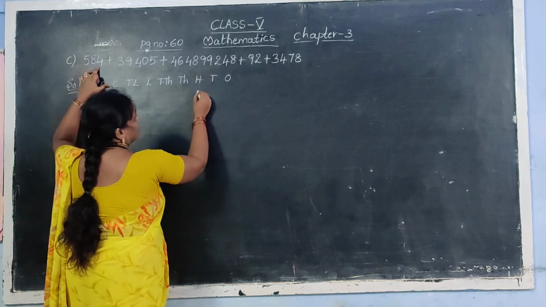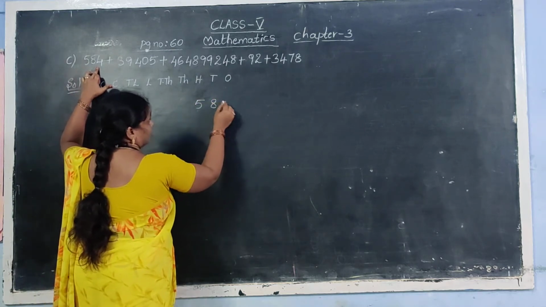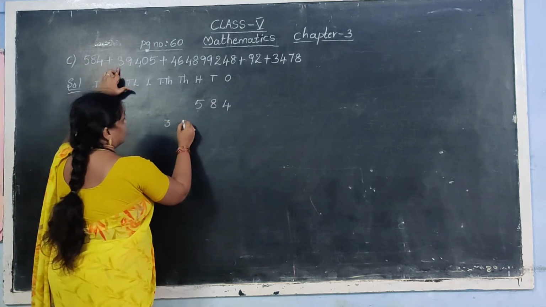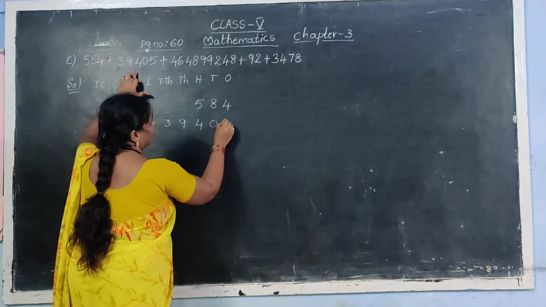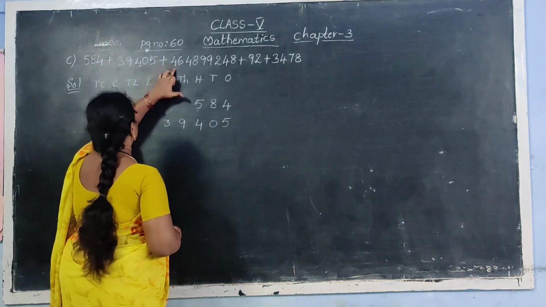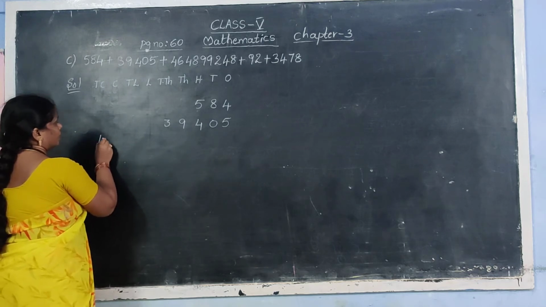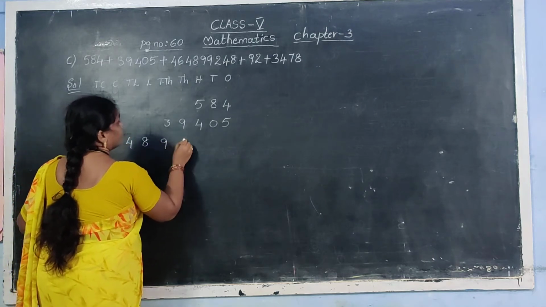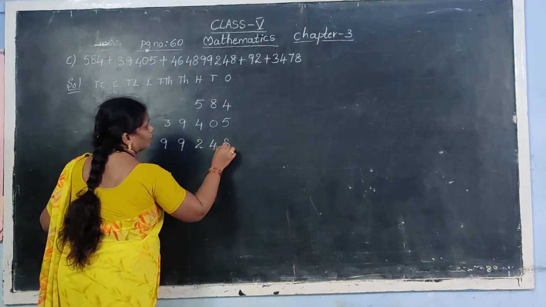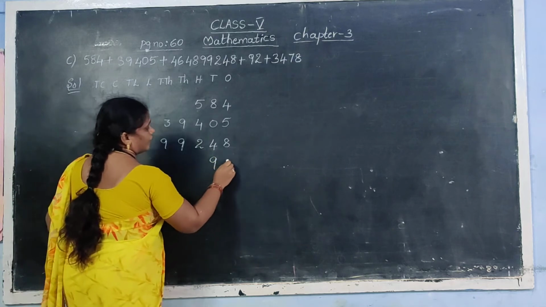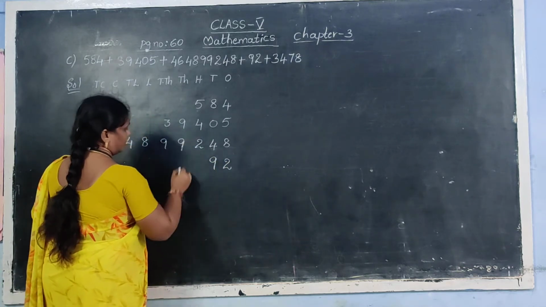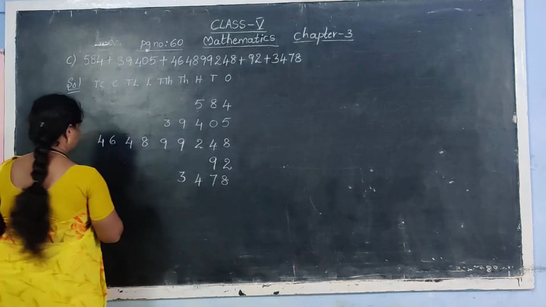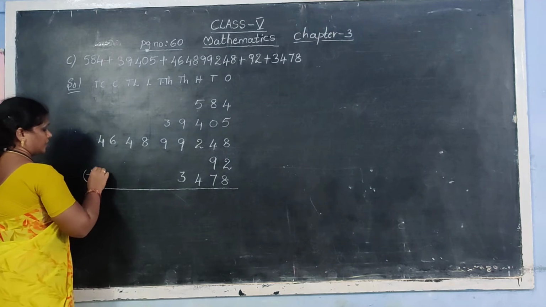584: 500, having hundreds place. Next, 39,405: 10,000s place. Next, 46 crores: 10 crores place, right here. 48 lakhs. 99,248. Next number, 92. Next, 3,478, in the thousands place. Now add these numbers.